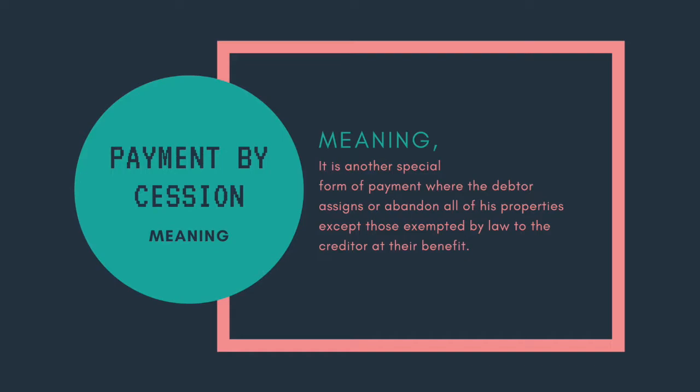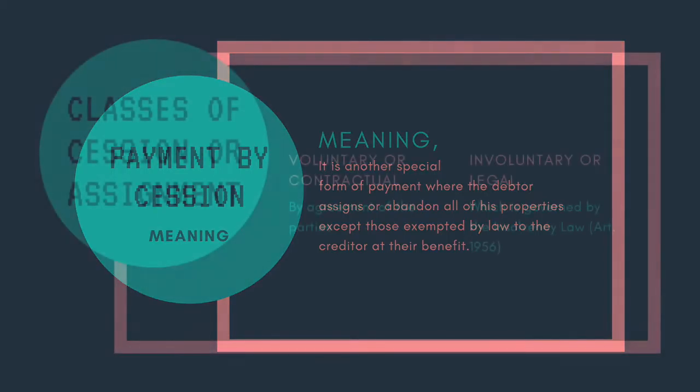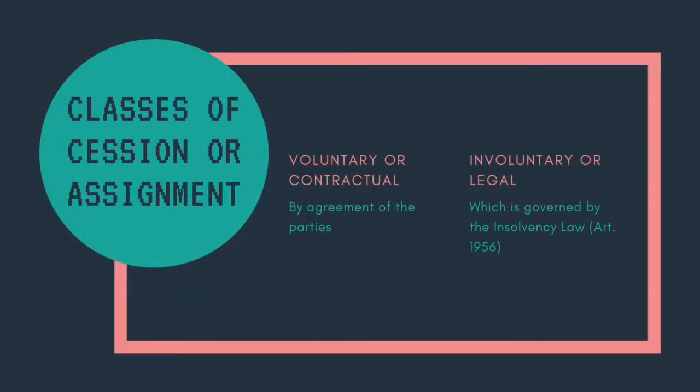It is another special form of payment where the debtor assigns or abandons all of his properties, except those exempted by law, to the creditor for their benefit. Creditors are only given the right to sell those properties, and the proceeds of the goods will be used as payment. If the proceeds of the sold properties aren't enough, the debtor will still have the obligation to pay the remaining balance of the debt. What are the classes of cession or assignment?